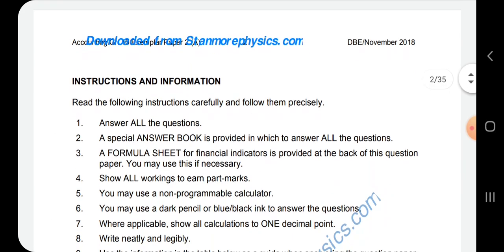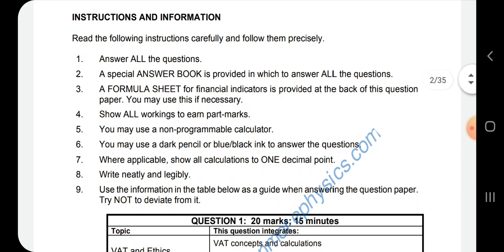This is 2 hours, and we have instructions and information, so it's always very important to go through them before you write. The first one says answer all questions. The second one says a special answer book is provided in which to answer all questions. So remember, with accounting, it's not like business or other subjects. They will provide an answer book where you will answer, and a formula sheet for financial indicators.